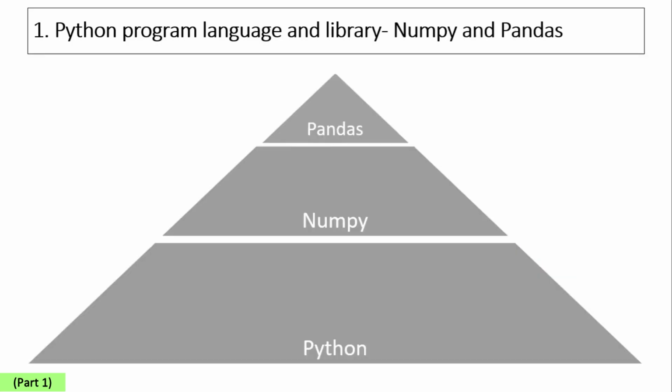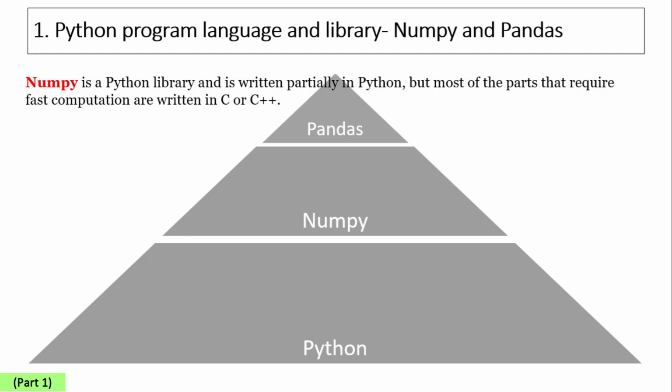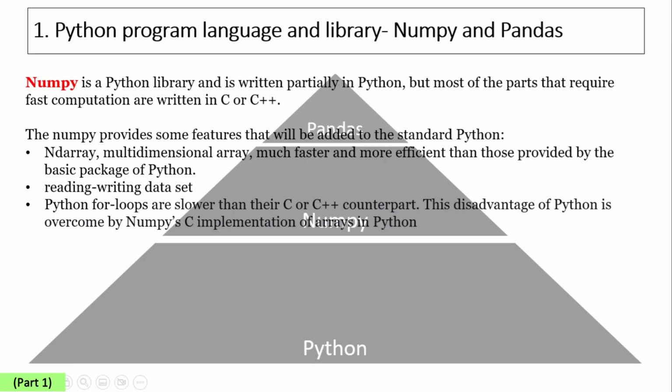Here we give high-level features of libraries essential to the program we are discussing. Firstly, NumPy is a Python library written partially in Python, but most of the parts that require fast computation, for example for in loops, are written in C or C++. NumPy provides a significant feature that will be added to the standard Python. Python for in loops are slower than their C or C++ counterpart because Python is an interpreted language and most of the implementation is slow. This disadvantage of Python is overcome by NumPy's C implementation of arrays in Python, providing vectorized actions rather than for in loop iteration, scalar action, on NumPy arrays.